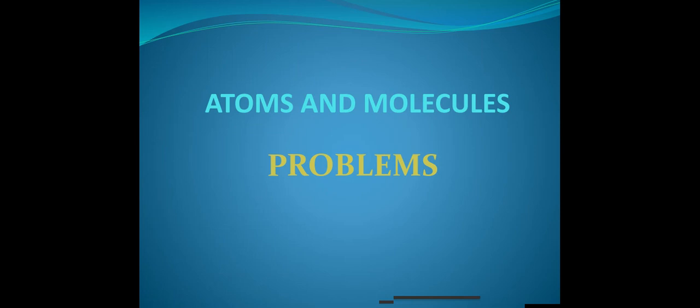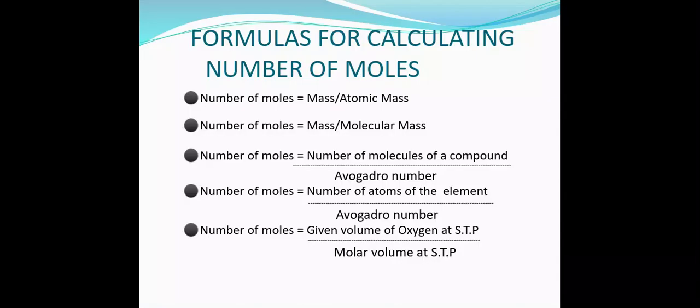In continuation of the first lesson, atoms and molecules, we'll discuss the problems from that lesson. First, we'll learn the formulas for calculating the number of moles. The first formula: number of moles is equal to mass by atomic mass. The second one: number of moles is equal to mass by molecular mass. Third formula: number of moles is equal to number of molecules of the compound by Avogadro number.